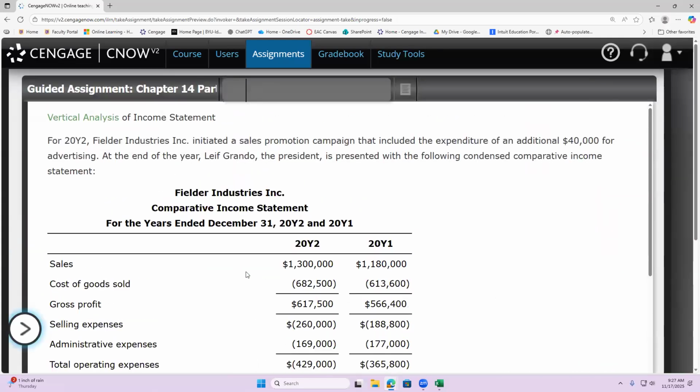All right, so this is Fielder Industries. They have a sales promotion campaign that includes the expenditure of an additional $40,000 for advertising.